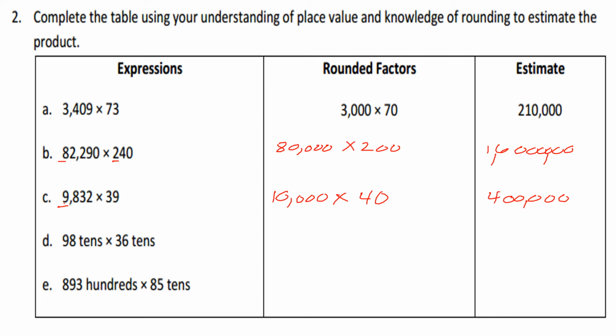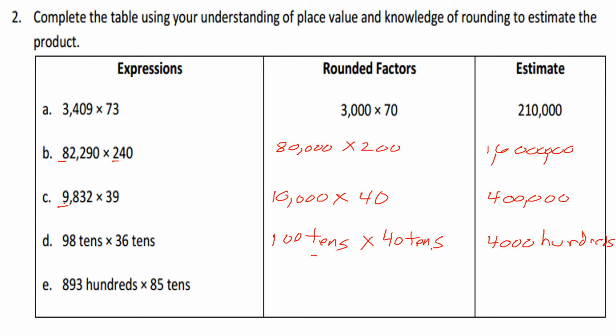Now D, we're using unit form. We're still going to round, but we're going to keep it uniform. So it's either 90 tens or 100 tens, and this would be closer to 100 tens, times 36 tens, which is either 30 or 40, and it's closer to 40 tens. 1 times 4 is 4, and you can see I have 3 zeros. So that's 4,000, but we have tens times tens, which is going to be hundreds. So we end up with 4,000 hundreds.